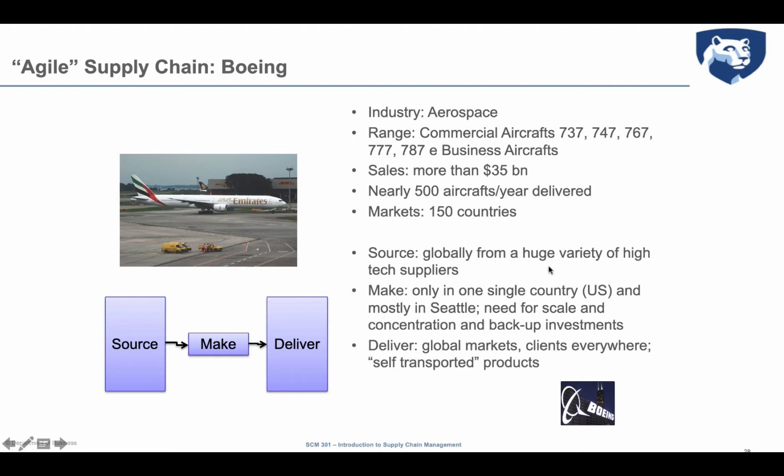So they source globally from a huge variety of high-tech suppliers. Again, it's global, but suppliers here are in the millions. They are not dedicated to a single facility, also because there is one single country in Seattle, but there are millions of them. So there are a lot of suppliers able to make a huge supply network that can back up at a global level. And then the delivery is, of course, a global market, clients everywhere, where we have self-transported products. Of course, we are talking about helicopters, airplanes. These products are self-transporting and can reach any customer worldwide in very little time whenever the request comes from different parts of the world.